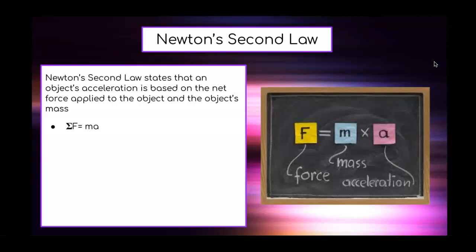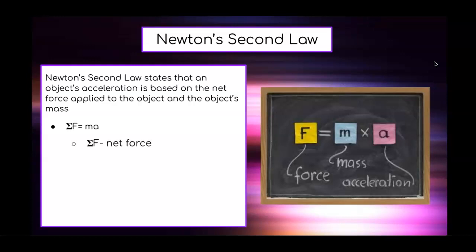Newton's second law can also be stated in an equation form. This equation can also be used to calculate any of the three variables included in it. To state Newton's second law in equation form, we would say that the sum of the forces is equal to mass times acceleration, or in short, F equals ma.